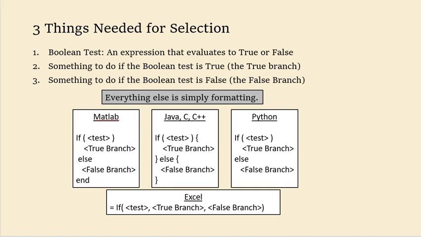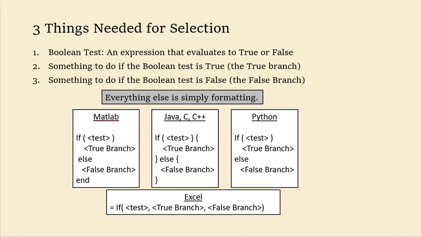Then, once you set up this test that's going to respond with either true or false, then you set up something to do if the test is true. We call that the true branch. And then you set up something to do if the test is false, the false branch. That's all you need to remember, those 3 things. A Boolean test that returns true or false, something to do if it's true, something to do if it's false. The rest is simply formatting, and different languages will have different formats for these things.